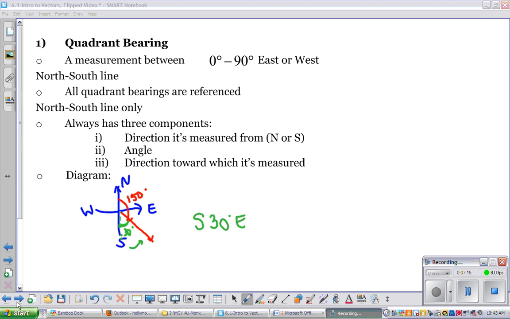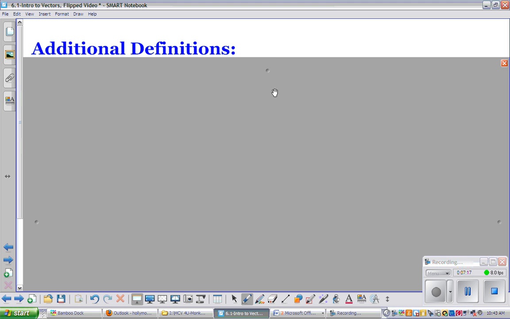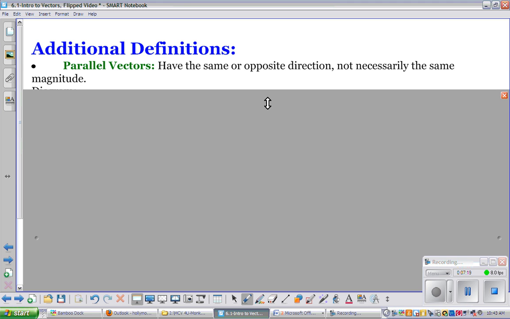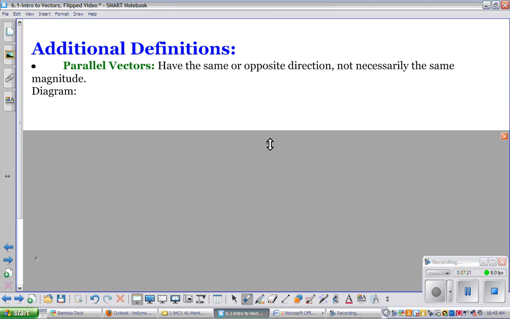Now finally, we have some additional terms that we have to go over. And the first one is parallel vectors. So they have either the same or the opposite direction, but not necessarily the same magnitude. However, and again, you guys know what parallel lines are. So if we were to draw a trapezoid, for example, and clearly I've drawn this to scale, this line and this line could be parallel vectors.